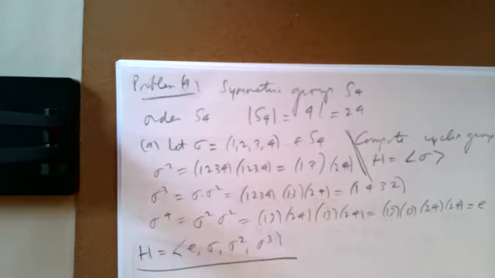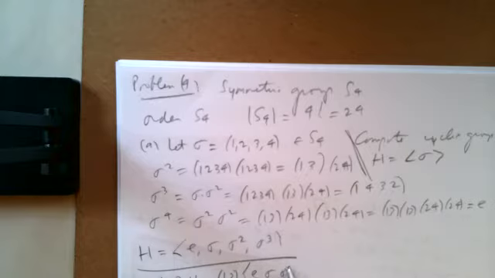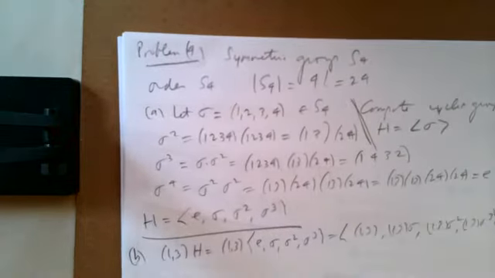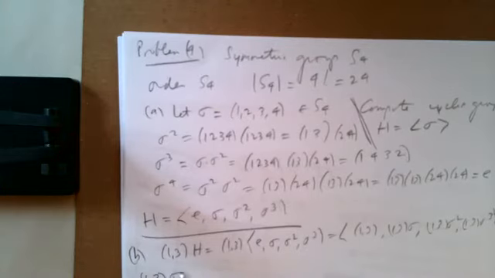So in part B, we want to compute 2 cosets. The left coset (1 3)H. So that's (1 3) times each of these permutations: E, sigma, sigma squared, and sigma cubed. When you multiply each of these by (1 3), you get (1 3), (1 3) times sigma, (1 3) sigma squared, and (1 3) sigma cubed. And what are these? Well, we have to compute it. What is (1 3) sigma?